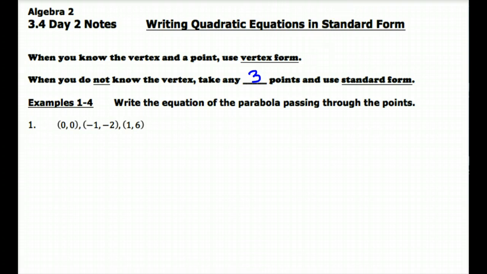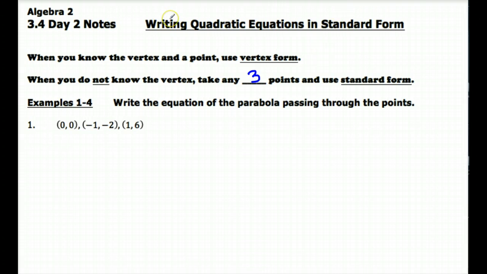Okay, so for this first example here, we're given the points (0, 0), (-1, -2), and (1, 6). Again, none of these are actually the vertex, they're just 3 points on the parabola. So what I'm going to do is label these points as point 1, point 2, and point 3.